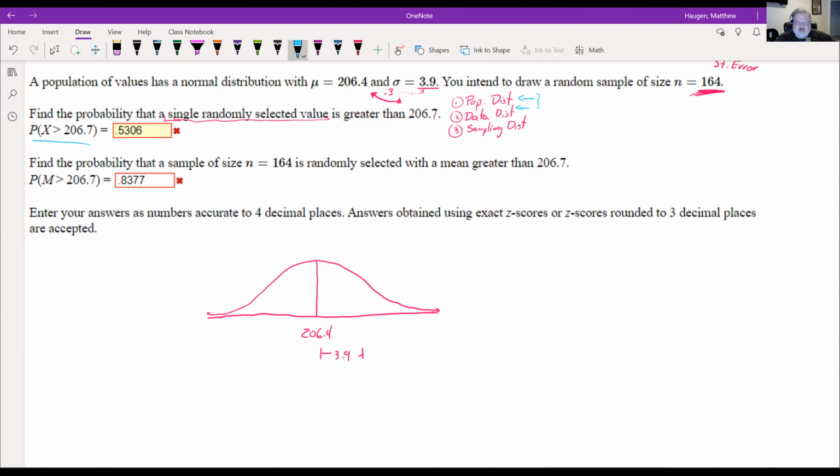The 206.7 there. I'm again probably drawing it a little far away in my scale, but man, that 207 or 206.7 is awfully close, right? And then I'm going to shade the region that we want, right? Which region do we want? Do we want the region above 206.7 or below 206.7? Above. We want above.